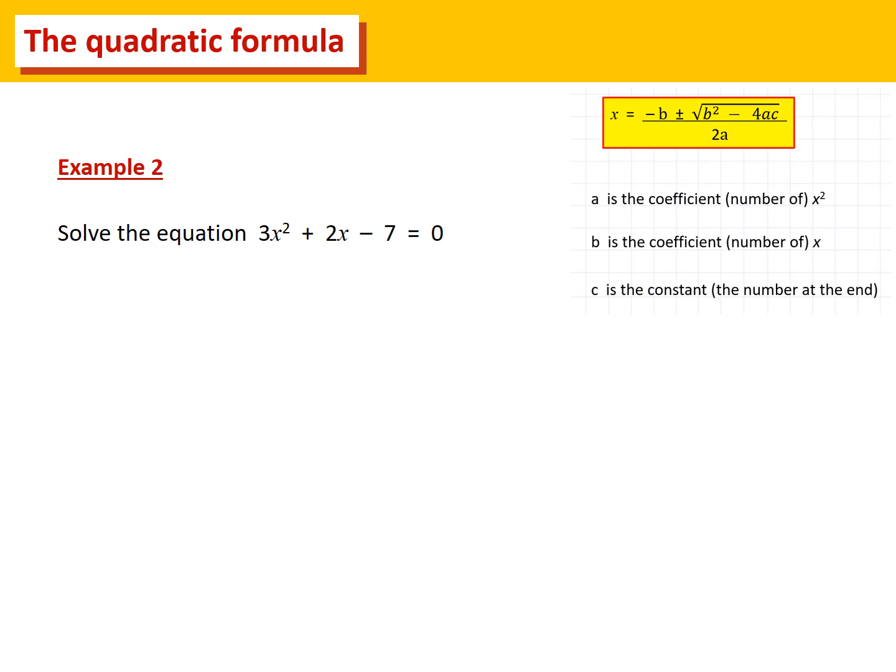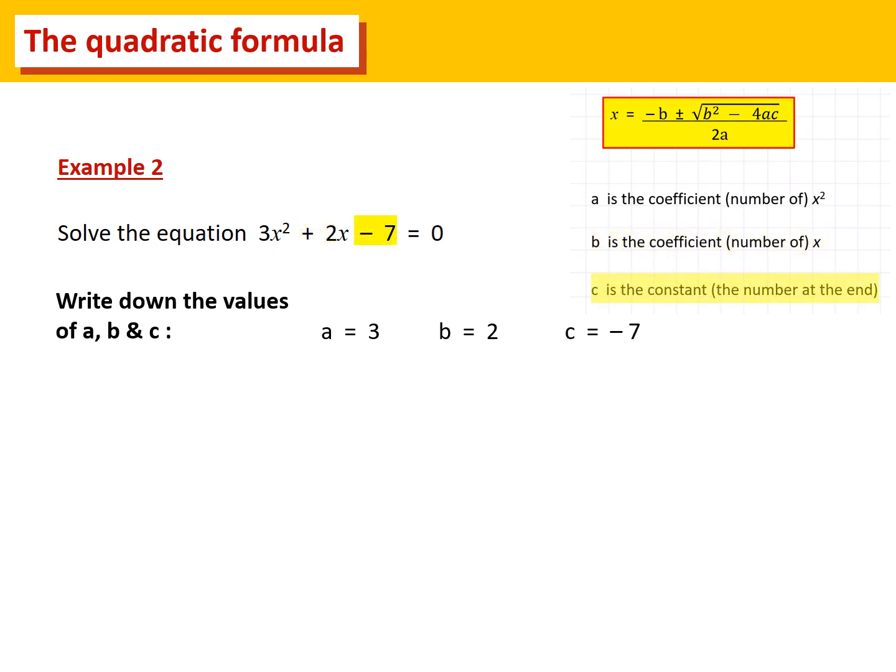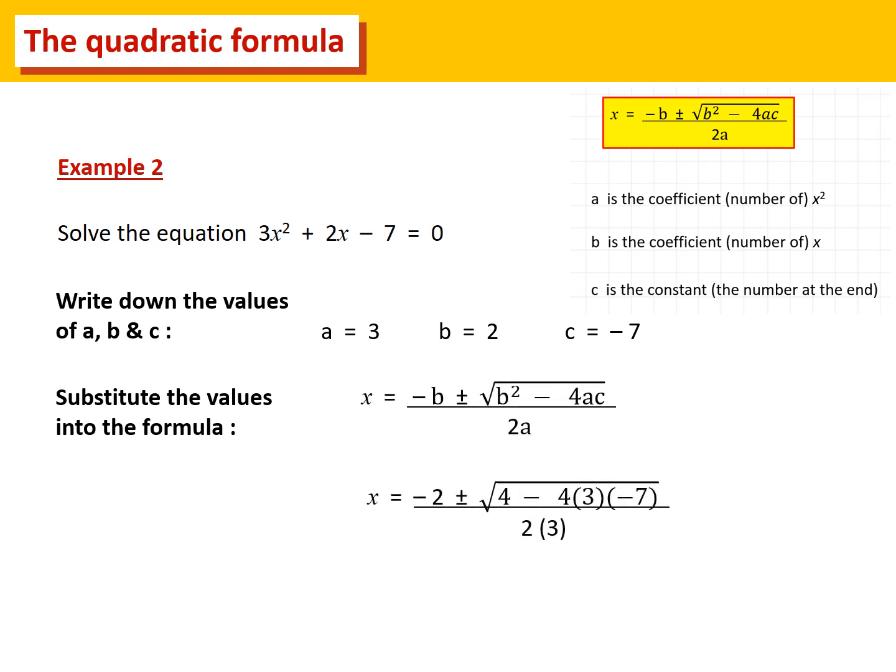Here now is example 2, and once again write out to begin with the values of A, B and C. So A is 3, B is positive 2 and C is negative 7. Carefully substitute those values into the formula, and let's see the detail here. Negative B, B is 2, so negative B is negative 2. Plus or minus B squared is 4, and then it's subtract 4 times 3 times negative 7, over 2 lots of A, 2 lots of 3 in the denominator.